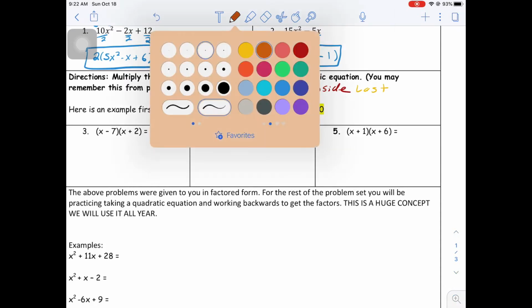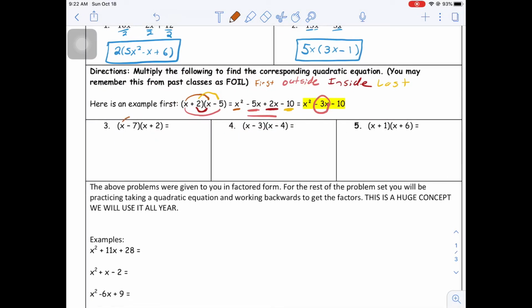So then let's kind of just roll through this real fast, because hopefully we've done a lot of foiling. X times x gives us x squared. X times 2 gives us plus 2x. Negative 7 times x gives us negative 7x. And then negative 7 times 2 gives us negative 14. Combine the like terms, we get x squared minus 5x minus 14.